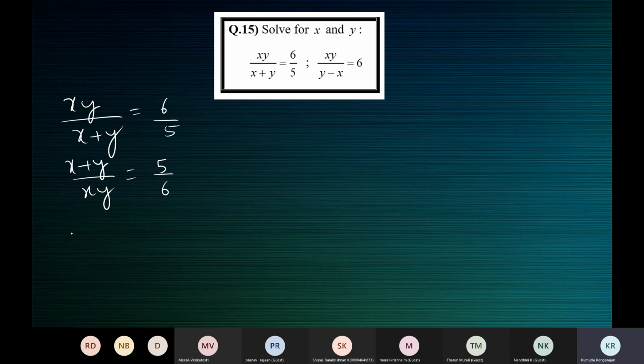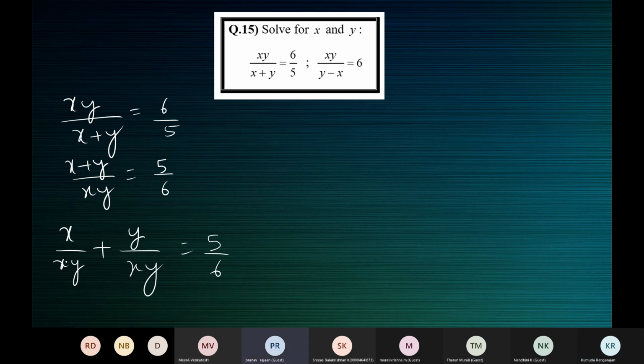Now, x by xy plus, what should I write? Y by xy is equal to 5 by 6. What will get cancelled here? X and x, y and y, ma'am. What is remaining? 1 by y plus 1 by x, equal to 5 by 6.